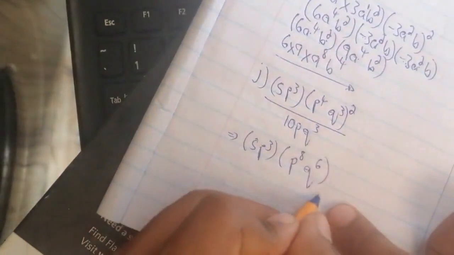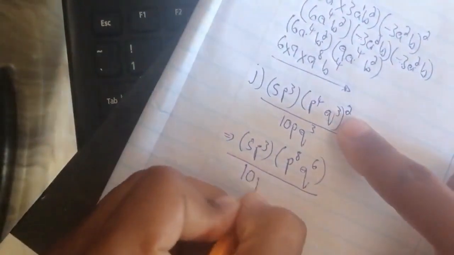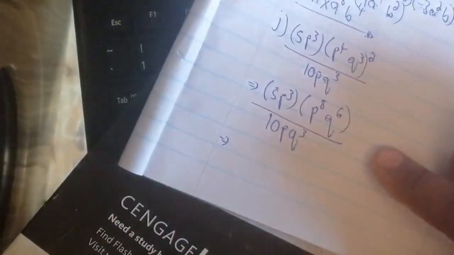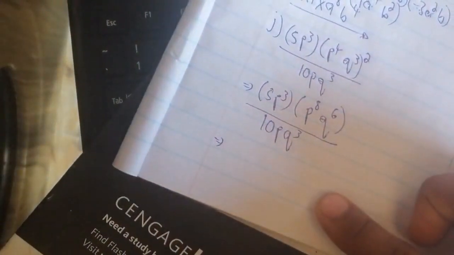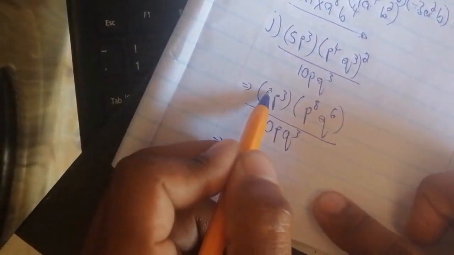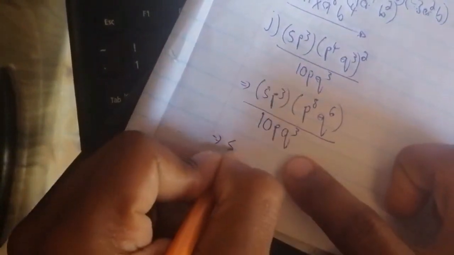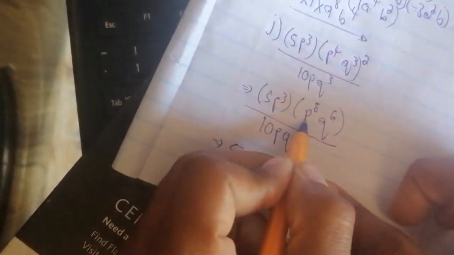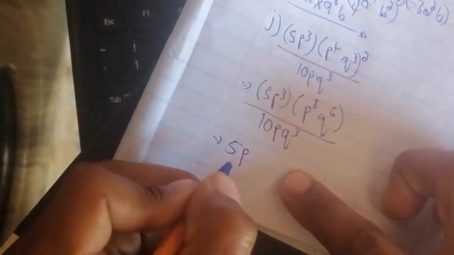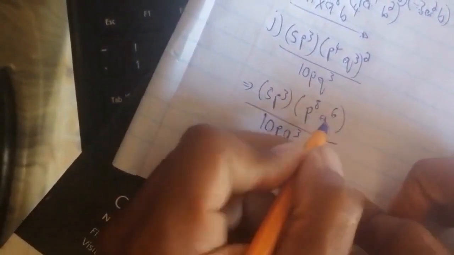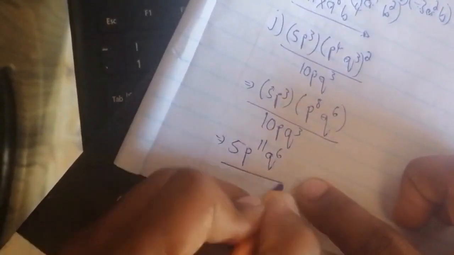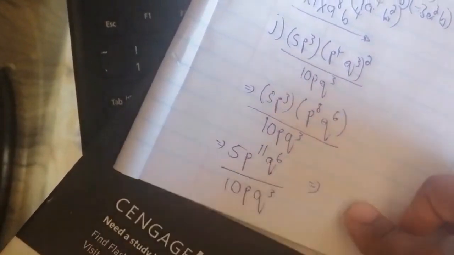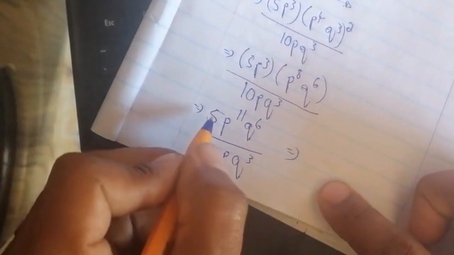And you are done. And you can divide by 10P Q3. And then from there, there's something else that you can do. From here, you have a 5. You can bring it down. Look what is happening. P3 multiplied by P8 should give you P11. And then you have your Q6 divided by 10P Q3. We can take this further.